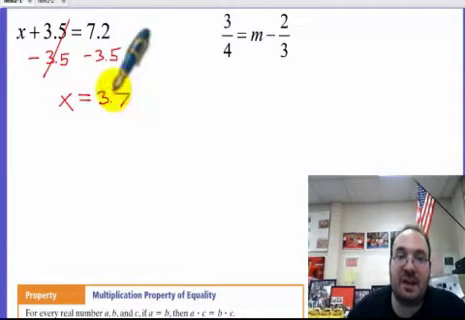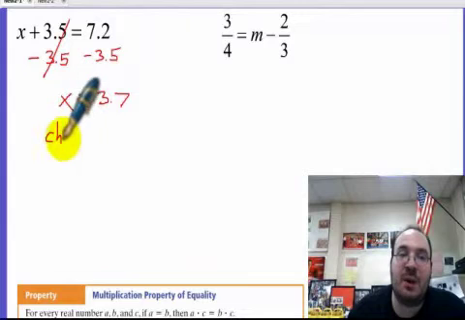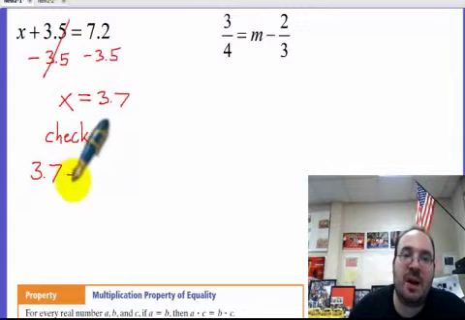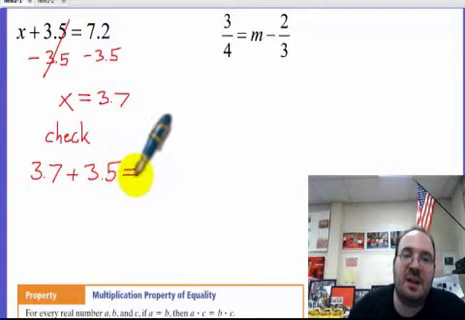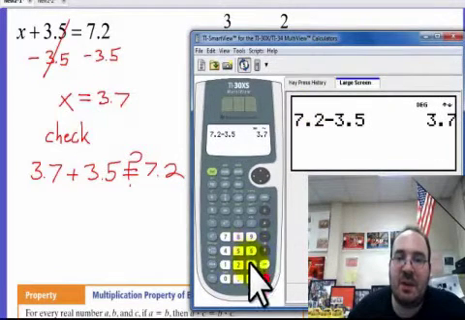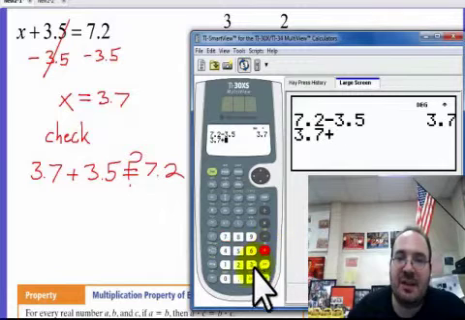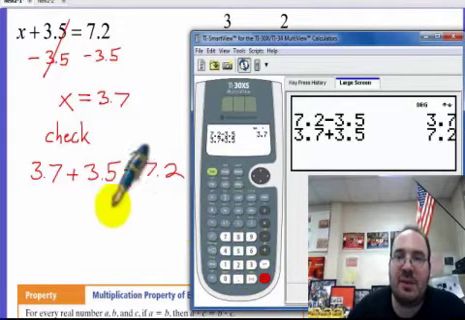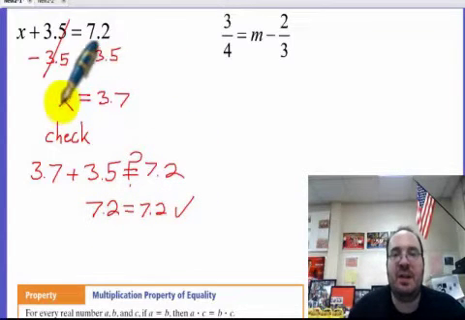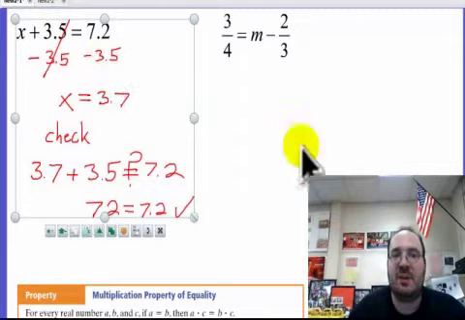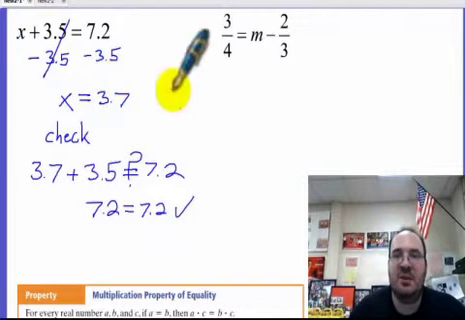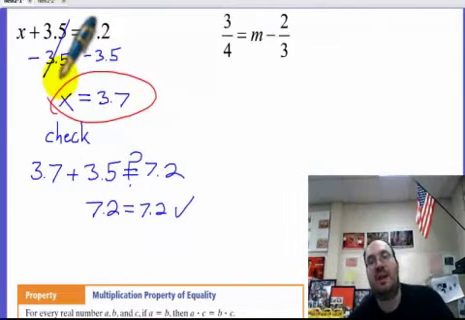So I think that's my final answer, but I'm going to check my work by plugging this 3.7 back into the original problem and seeing if I get a true statement when I do that. So I'm going to take 3.7 plus 3.5 equals 7.2. So I got the same thing on both sides, true statement. So this was my correct answer, except I don't like that color. I'm going to make it blue, because that way I'm going to circle my answer in red, just so it stands out, because it's a really beautiful answer.